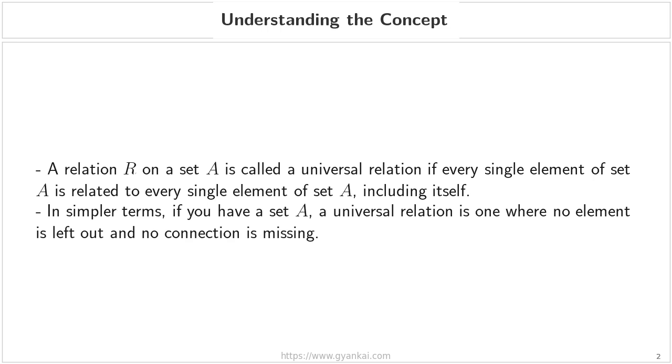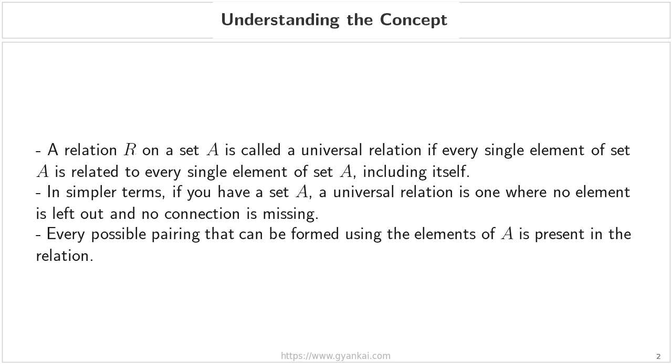To put this in simpler terms, if you are working with a set A, a universal relation is one where no element is left out and no possible connection between any two elements is missing. It is the most inclusive type of relation you can have. Essentially, this means that every possible pairing that can be formed using the elements of set A is present in the relation. In the next slide, we will explore how to represent this mathematically using the Cartesian product. But for now, just visualize it as a complete web of connections where everyone is linked to everyone.